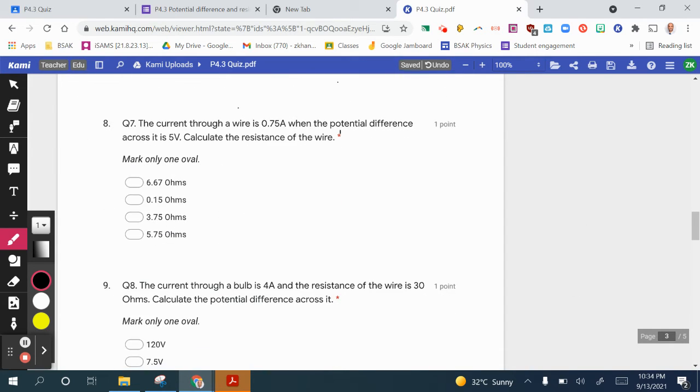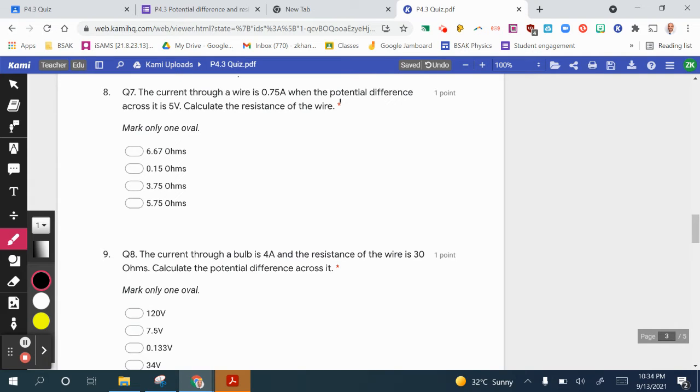Okay, next question 7. The current through a wire is 0.75 amps when the potential difference across it is 5 volts. So what have we been given? We've been given the current, so we've got the current of 0.75 amps. That's here. We've been given the potential difference of 5 volts.